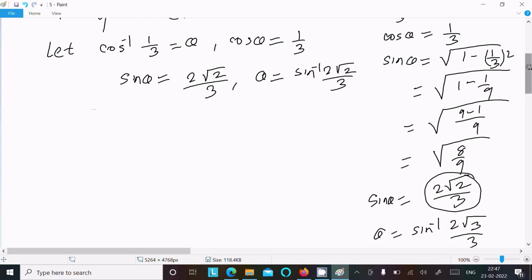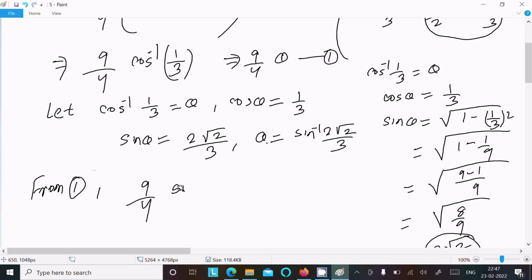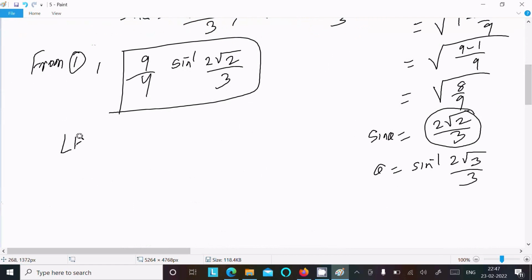Now after that, this is 9 by 4 and cos inverse 1 by 3, which I assumed as theta. So we take this here, and we can write 9 by 4 and in theta's place we can write sine inverse 2 root 2 by 3. So you can see 9 by 4 sine inverse 2 root 2 by 3. After that we can write LHS equals RHS equals 9 by 4 sine inverse 2 root 2 by 3. That's proved.